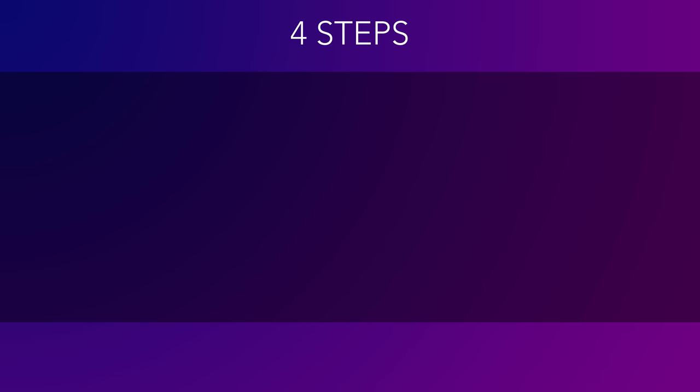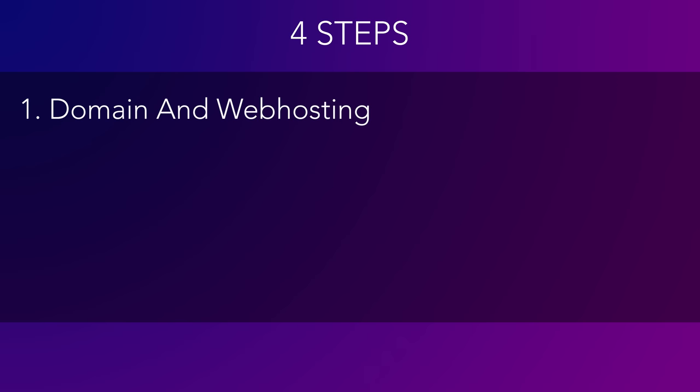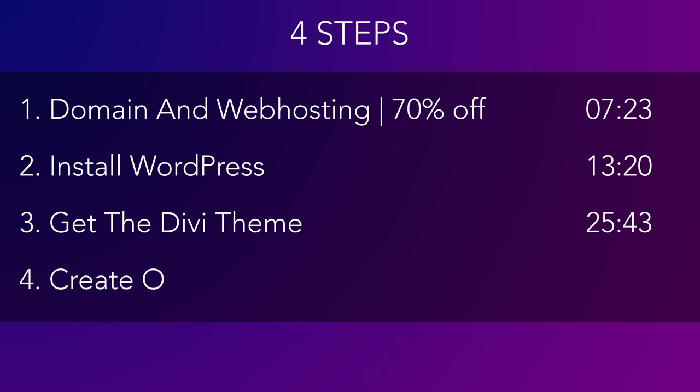And now let's get started with the 4 steps we will take in order to create a beautiful and professional website. So there are 4 things we need to do. If you don't have it yet, I will show you how you can get your own domain name and web hosting, and I can give you 70% discount. After that, we will install WordPress. Then we get the Divi theme. Then we will create our amazing website.